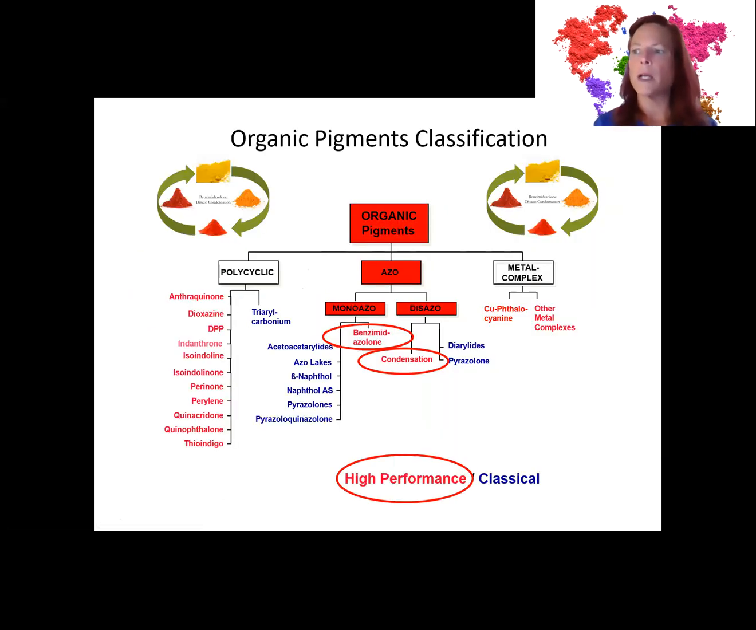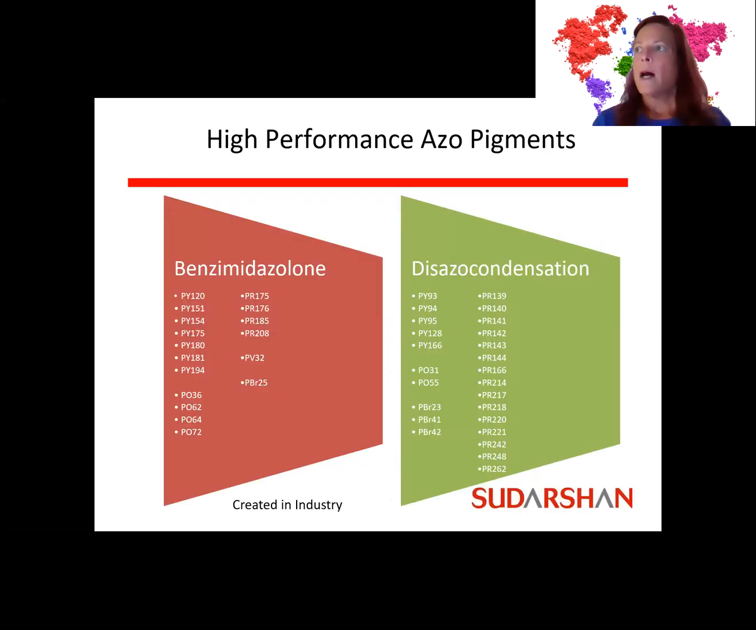We are talking about the high performance azo pigments, and there are two classes of high performance azo pigments. The first one is the benzimidazoline, and the second is the diazo condensation type of pigments. In this screen, I'm providing you with the CIs, color indexes, that are available in each of these two classes of pigments.